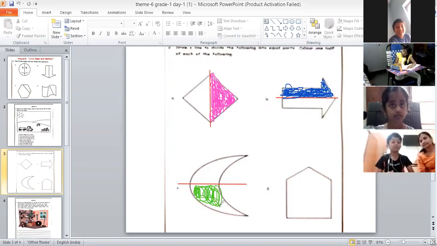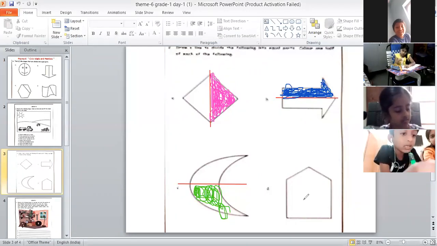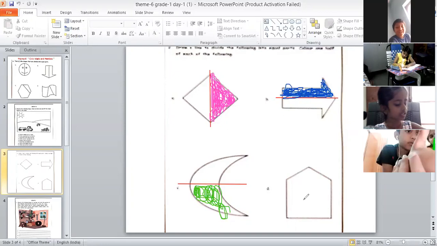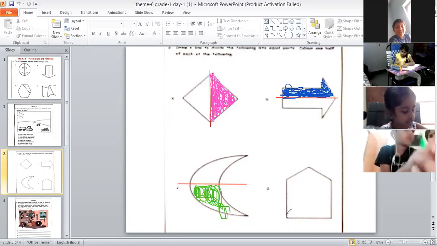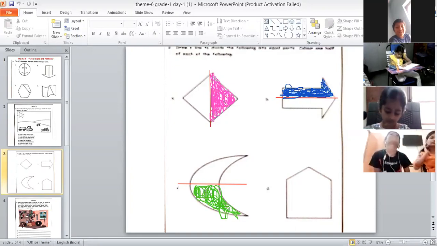Ayan, what are you doing? Ayan done? Okay, fine. Okay. Yes, children. So you have to color. You can color any of these two parts. I am coloring the part which is down, which is below this line. Okay. Ayan said he has already done.